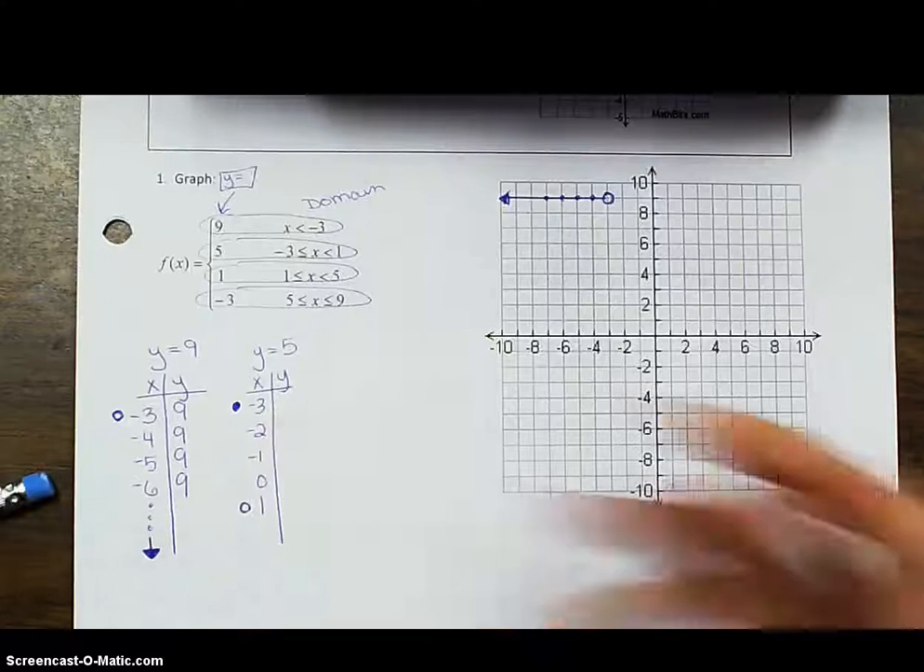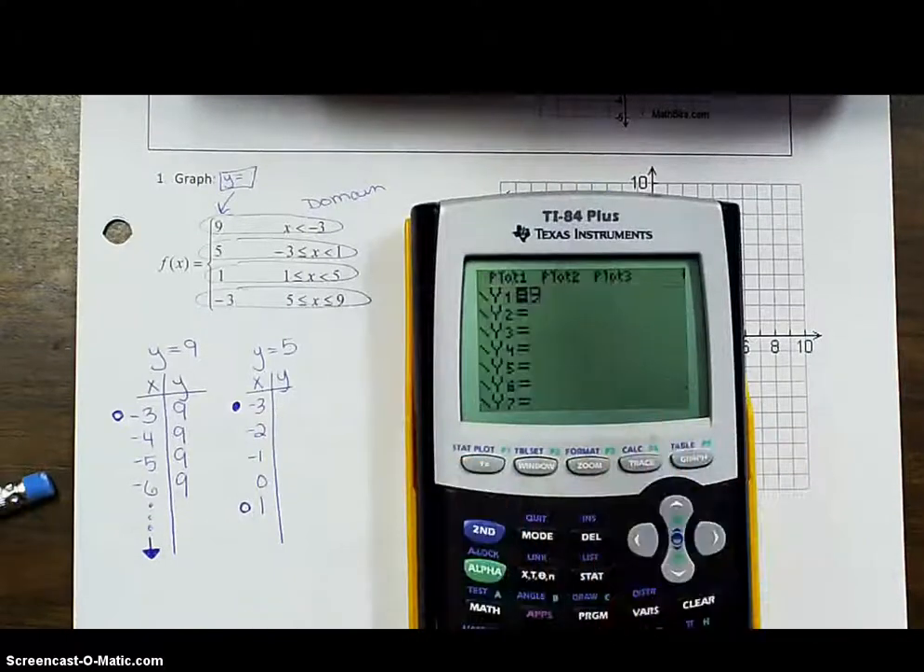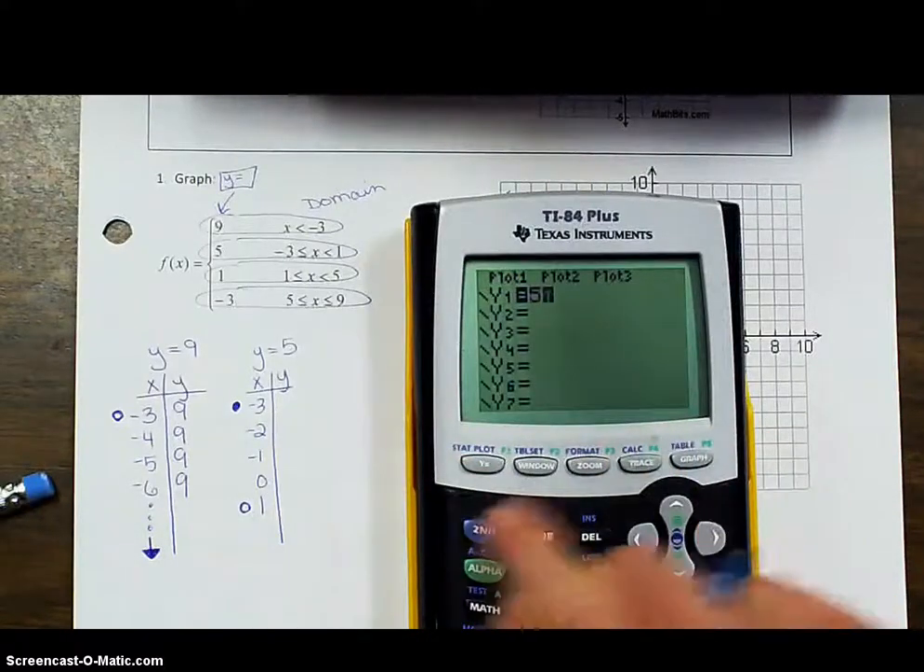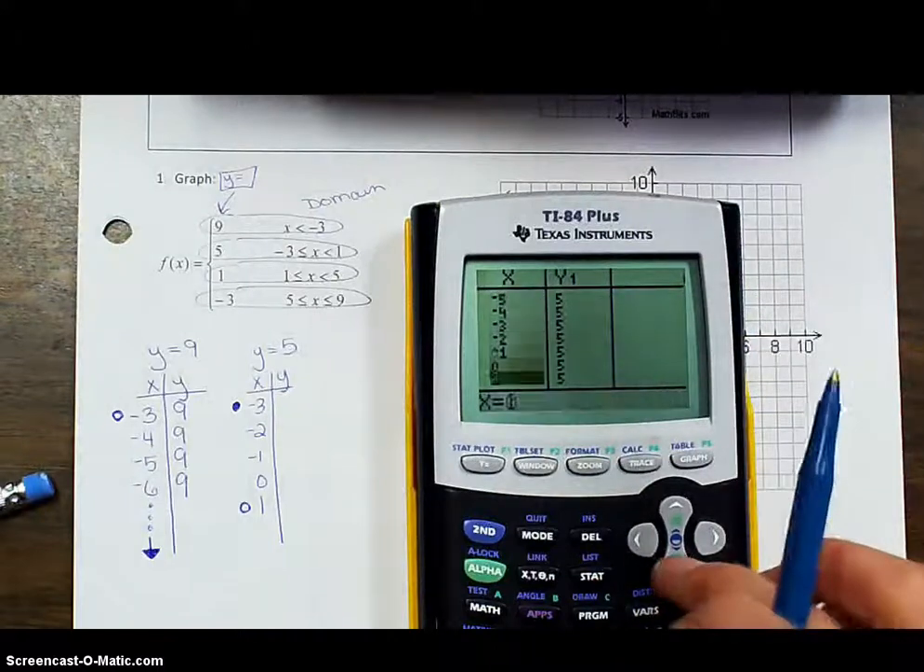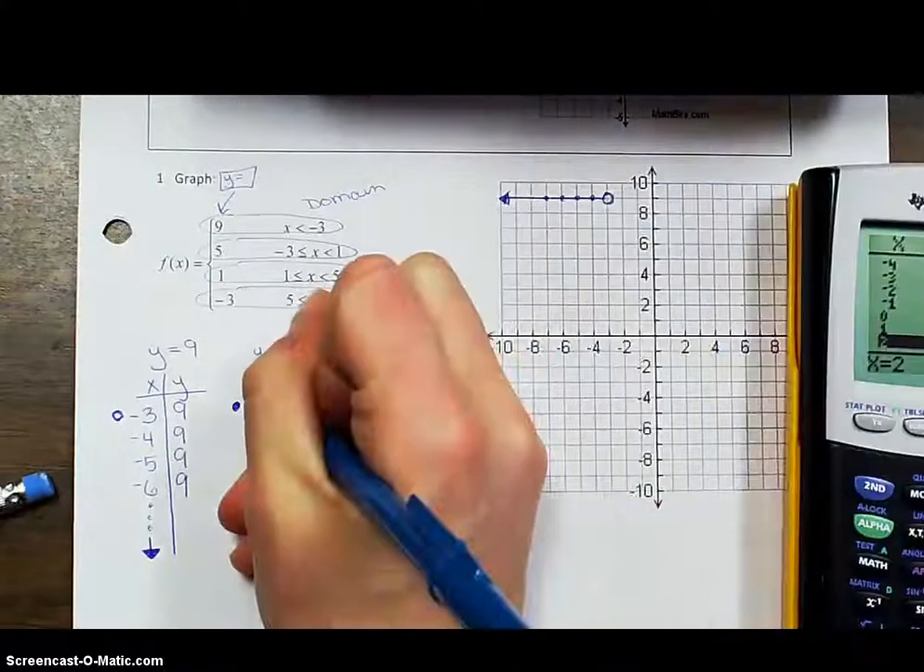Now if I go back to my tables, I type in, this time instead of a 9, a 5. What do you notice about all of your y values? Every single one of them is a 5.